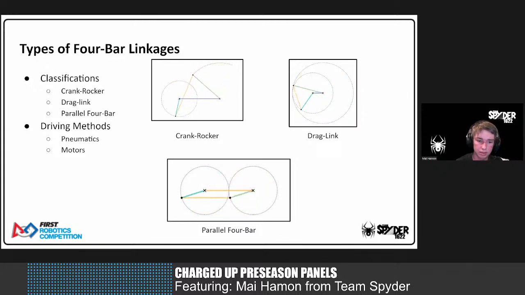A lot of teams use the drag link constrained to a limited range of motion. The third is the parallel 4-bar, which is popular in delivery mechanisms because it maintains a constant parallel orientation to the fixed link. This is useful if you want to keep a game piece oriented level to the ground or some other plane. The main disadvantage of the parallel 4-bar is that the other 2 linkages are much more prevalent because they take up much less space. And so most intakes you see are drag link or, rarely, crank rocker.